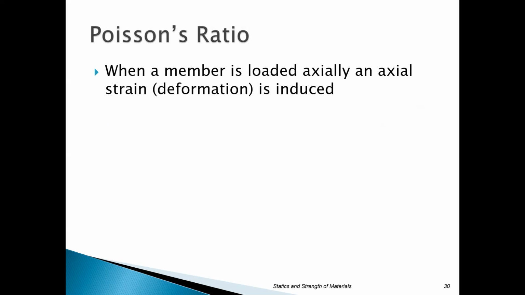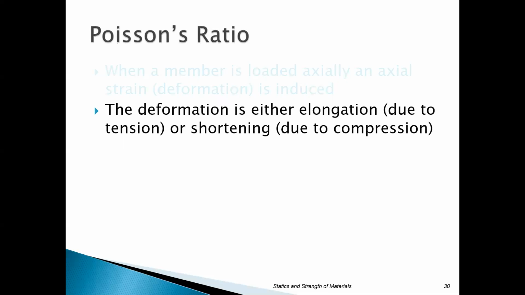Okay, so the last thing I want to talk about today is what's called Poisson's ratio. It's not something that's used too often, but it was developed by Poisson, who was, I believe, a French scientist in probably the 1800s. We talked about the fact that when you load a member axially, it deforms or strains, but it also induces strain in two directions. The deformation in the axial direction is either elongation due to tension or shortening due to compression. But in the transverse direction, it reverses that process.